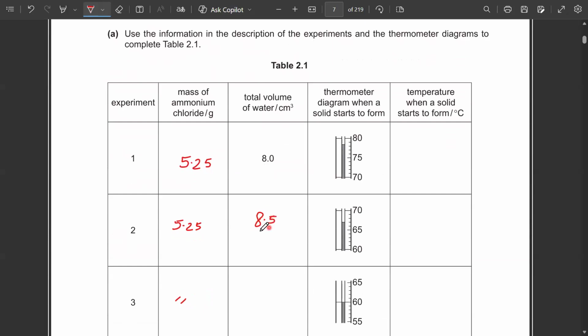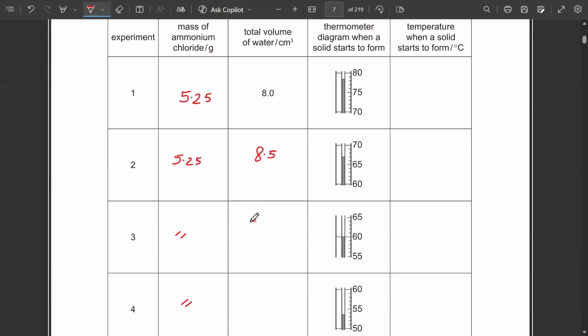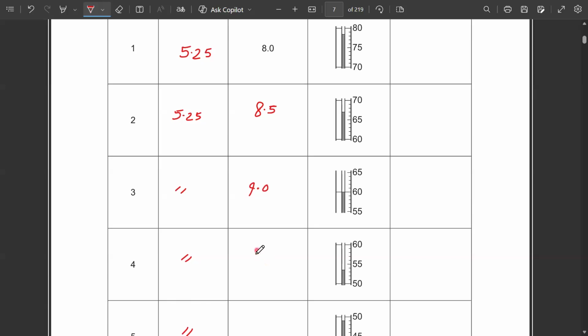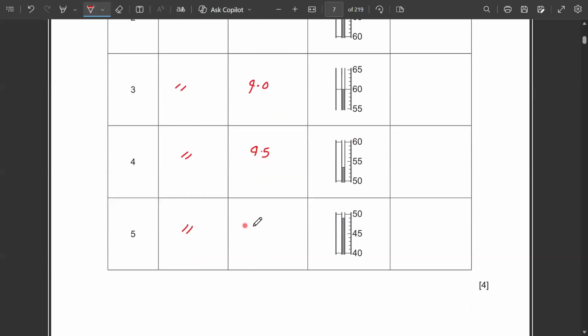And keep doing this. Add 0.5 cm cubes additionally in all the subsequent experiments. So this will become 9.0. Next one is 9.5. Next one is 10.0.